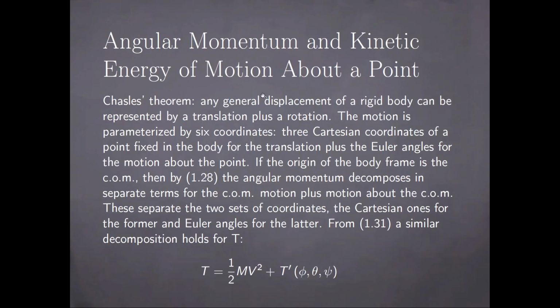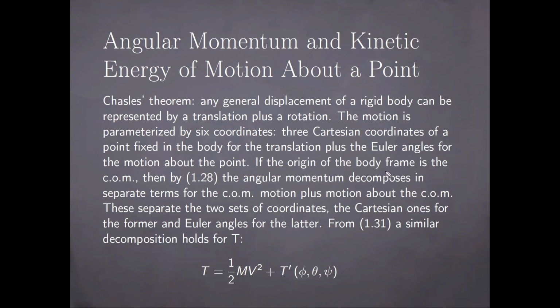Now we are going to discuss angular momentum and kinetic energy of motion about a point. Previously we mentioned Chasles' theorem, namely that any general displacement of a rigid body can be represented by a translation plus a rotation. The motion is parametrized by 6 coordinates, 3 Cartesian coordinates of a point fixed in the body for the translation plus the Euler angles for the motion about the point.